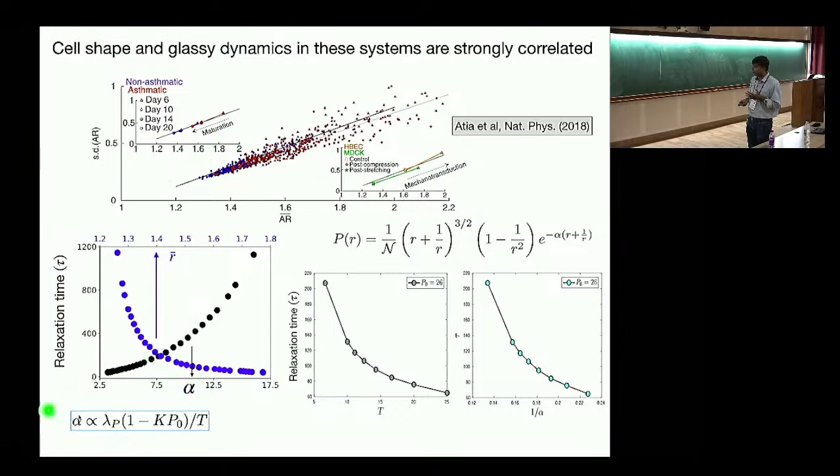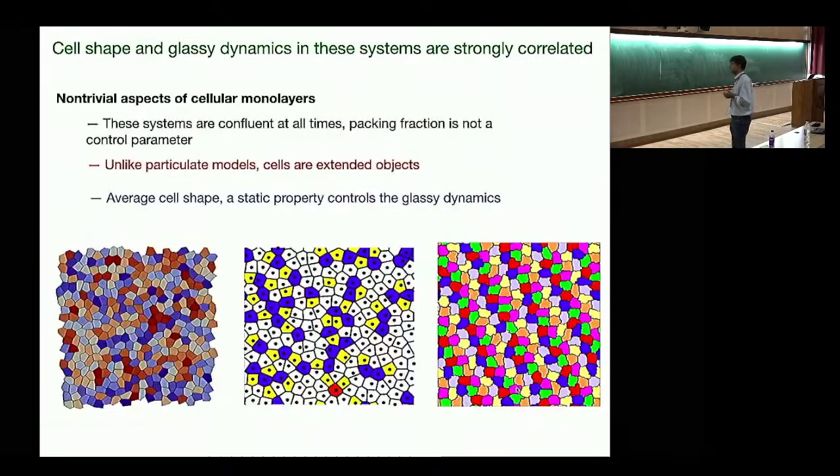Now we had this particular relation that alpha should be proportional to 1 over temperature. So if I plot relaxation time as a function of T, it looks like this. But if I plot it in terms of 1 over alpha, on the same curve, it looks nearly indistinguishable.